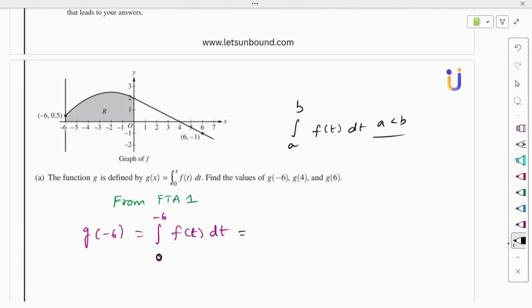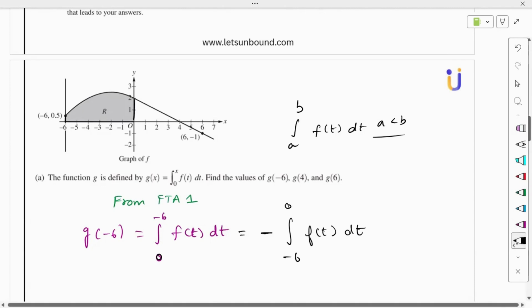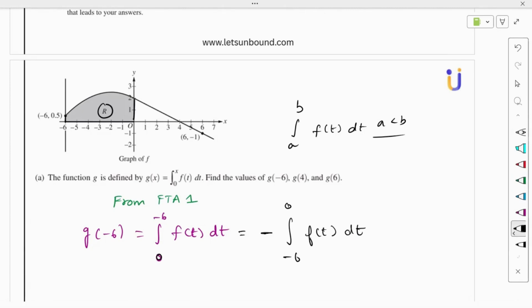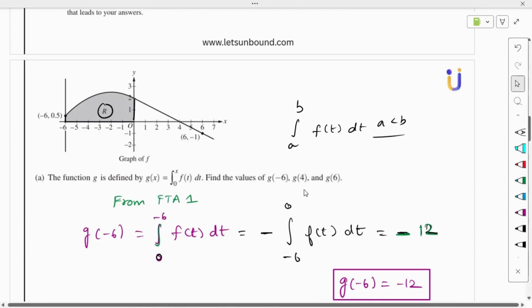So we need to apply a limit integral property. Give a minus and you can exchange the limits: -6 to 0 of f of t dt. Right? This means the area under the curve from -6 to 0. That means the shaded part R, they clearly mention what R is. So equal to negative and this value will be 12. Hence, we got g of -6 equal to -12. So the sign is very important. This sign is from the property of an integral as the limits are not in the proper order. Then the area is +12. Okay, so g of -6 is -12.